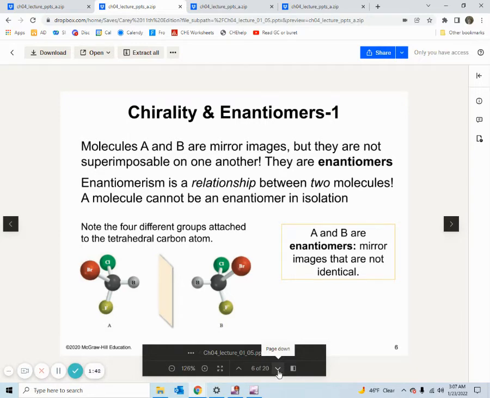Enantiomerism is a relationship between 2 molecules. A molecule cannot be an enantiomer in isolation. Notice that the key to having enantiomers is that they are asymmetric, with 4 different carbon groups attached to a tetrahedral carbon atom. Once more, A and B are enantiomers, mirror images that are not identical.